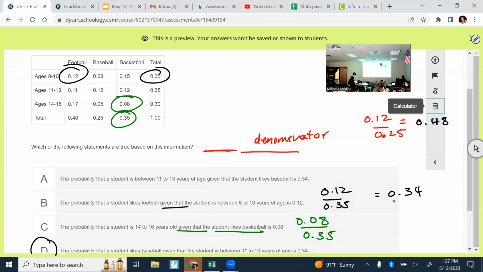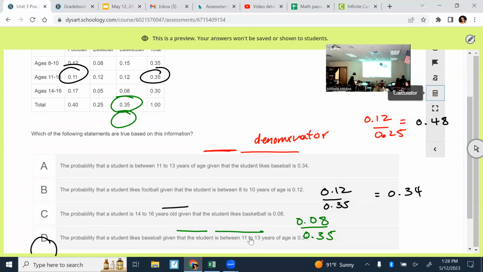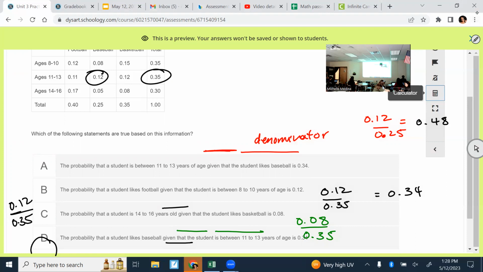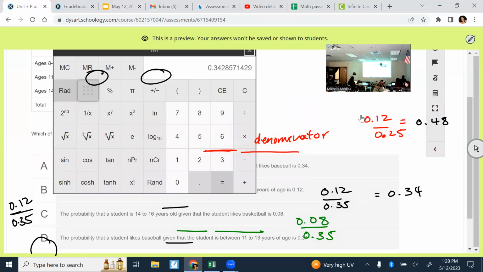But let's compare. So we have the probability that a student likes baseball, given that the student is between 11 to 13 years of age. So what's going to be my denominator for that one? If you said 0.35, then you're correct. Because given that, whatever follows it is your denominator. So out of the people that are 11 to 13 years old, there's that total. The amount that like baseball is 0.12. Put that in the calculator, 0.12 divided by 0.35. I get 0.34, and that's what that one says.